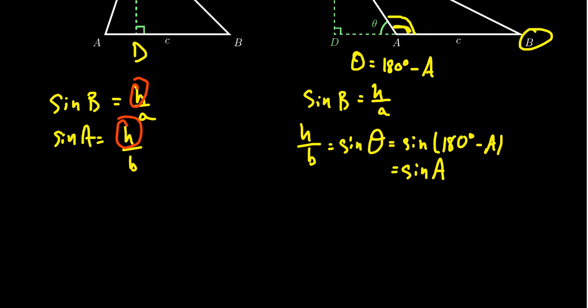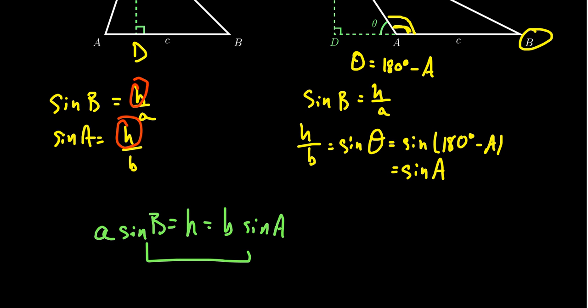And it doesn't matter which case we're in right now. To solve for H in the sine B case, we'll multiply both sides by little a. So we get little a times sine of B is equal to H. If we do that for sine of A, we'll multiply both sides by little b. So we get b times sine of A. They're both equal to the altitude here. These things are equal to each other.